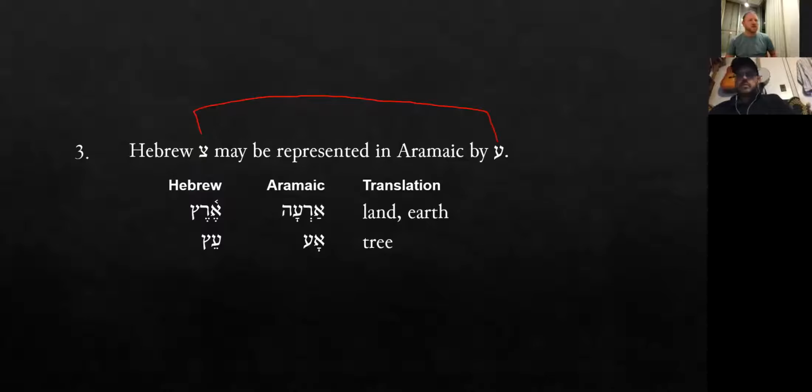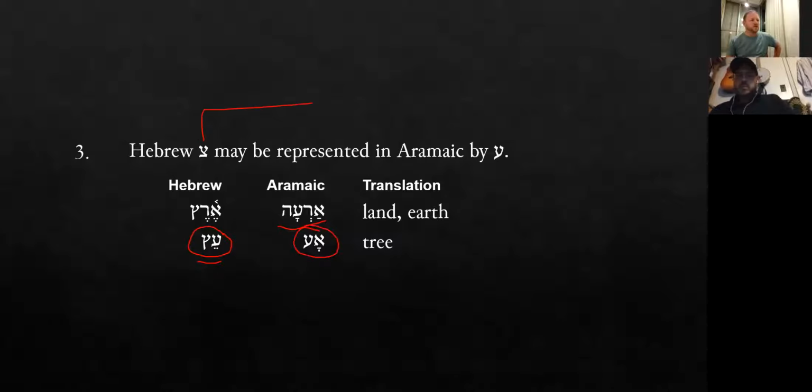Conversely, tzadi may come into Aramaic as ayin. So eretz comes into Aramaic as ara. Ara. There's one verse in the Bible where instead of an ayin, it has a kuf, and it says arka. But it still means the land or the earth. This word goes through a double change.